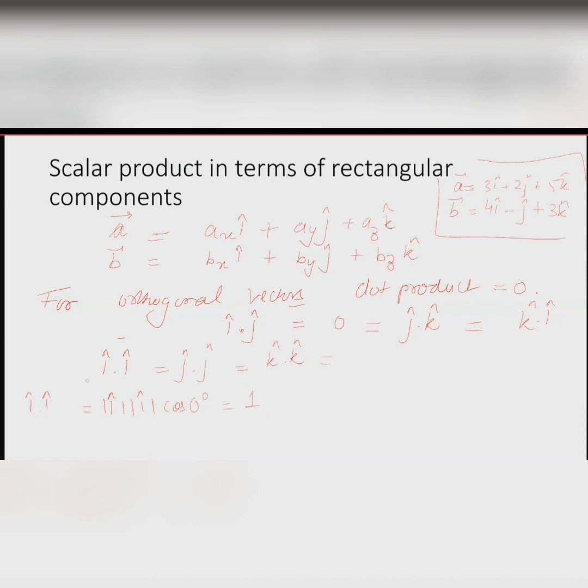So i hat dot i hat, j hat dot j hat, k hat dot k hat, all of them come out to be 1. Is everybody clear with these two facts or not? Because these form the basis for the rest of our derivation. Okay, so now we come to the next portion.